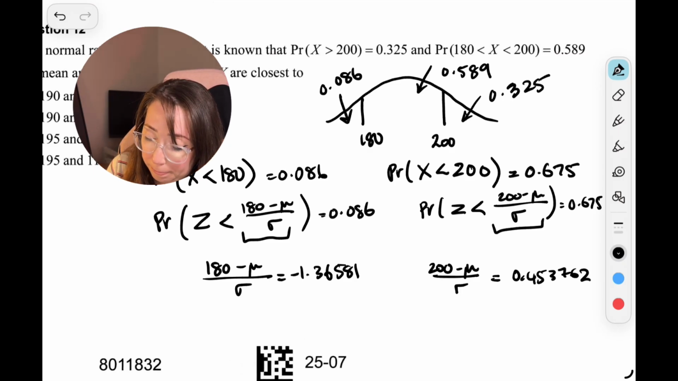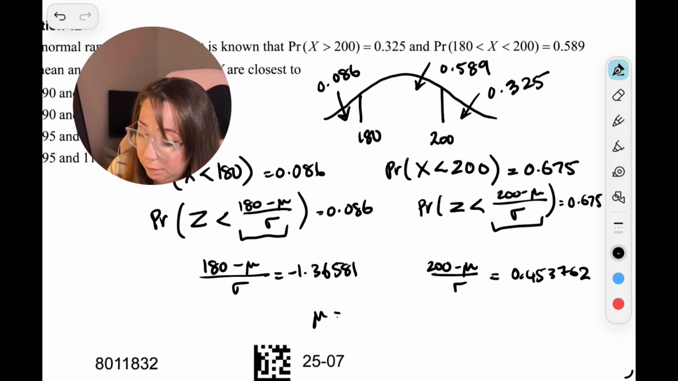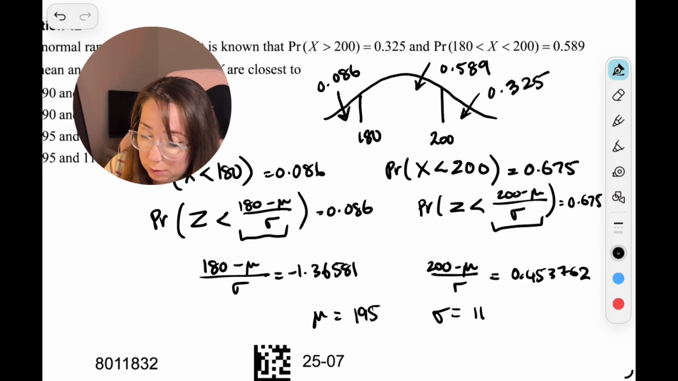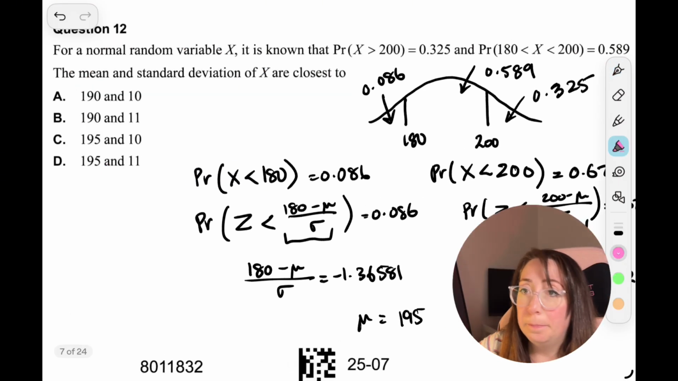So we get the mean is 195 and the standard deviation is 11, which gives us D.